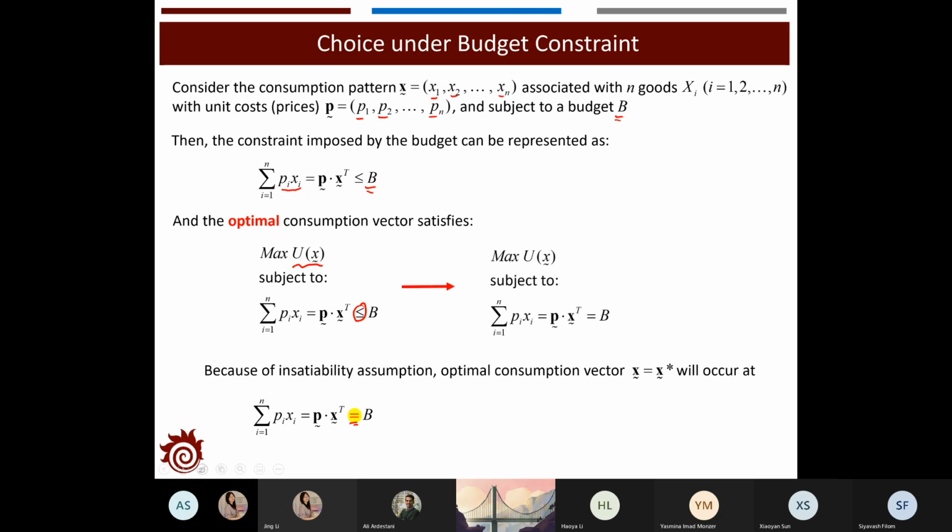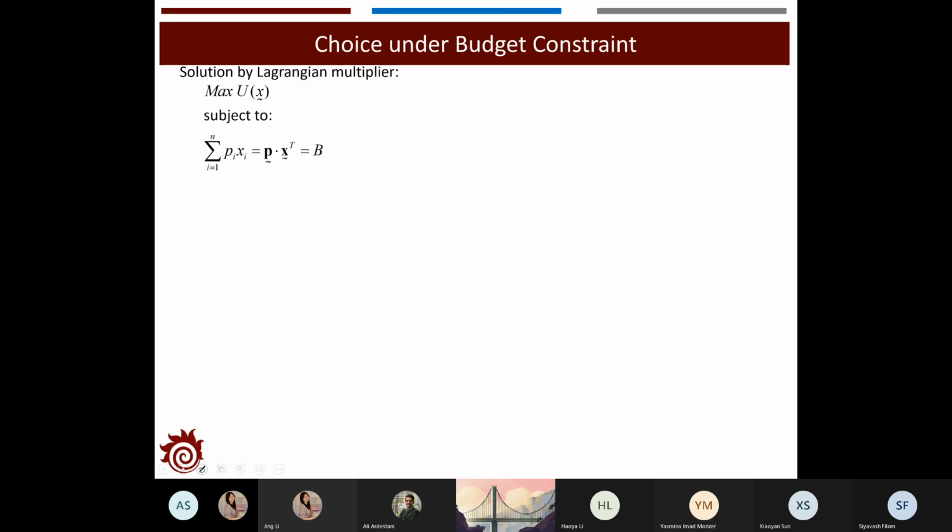And this would be the revised optimization problem for us to find out the optimal consumption with respect to maximizing the utility. And now solving this kind of optimization problem would be relatively straightforward. I believe you have all learned the Lagrangian multiplier to solve the optimization problem. So first of all, you introduce the Lagrangian multiplier lambda, and for the constraint, it will just be the summation of pi times xi minus B.